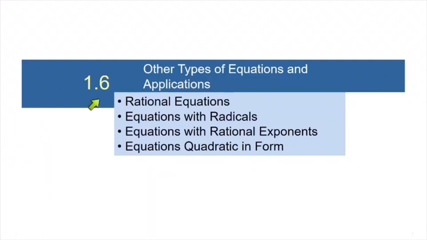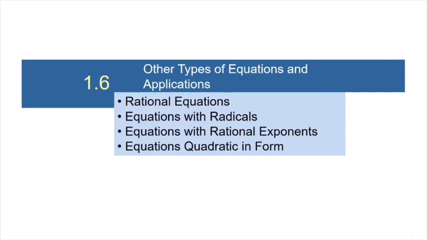Today we're in section 1.6, and this is other types of equations. In this section we're just going to learn how to solve several different types of equations. We've already looked at how to solve linear equations, and we spent an entire section talking about different ways to solve quadratic equations. Well, this section contains all the other types of equations that we need to be familiar with, but they don't really deserve their own section in the book. So here we will learn how to solve rational equations, equations with radicals, equations with rational exponents, and equations that are quadratic in form. So we've got a big job ahead of us.